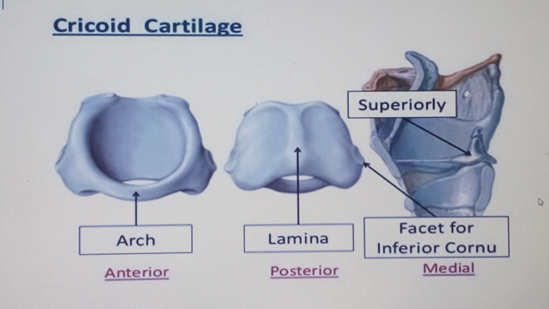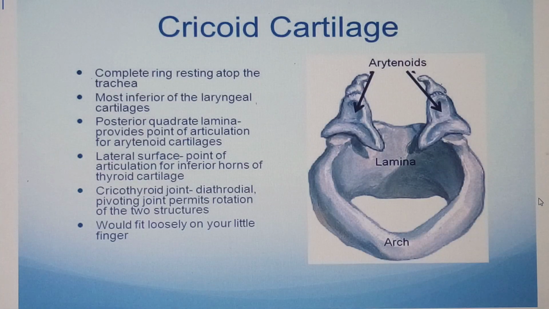Now, one important thing is that, apart from knowing all these unpaired cartilages, the next cartilage that I'm going to talk about is actually paired. That is what we call the arytenoid cartilage. My friends, as you can see over here, sitting on top of the posterior lamina of the cricoid cartilage, we have this triangular shaped cartilage. That is what we call the arytenoid cartilage.